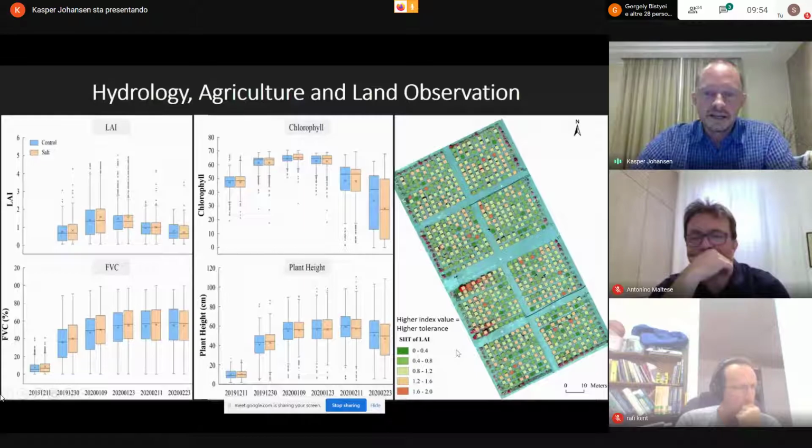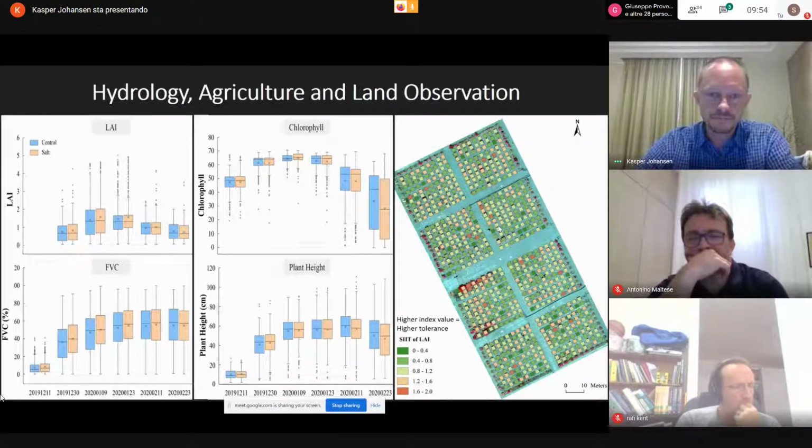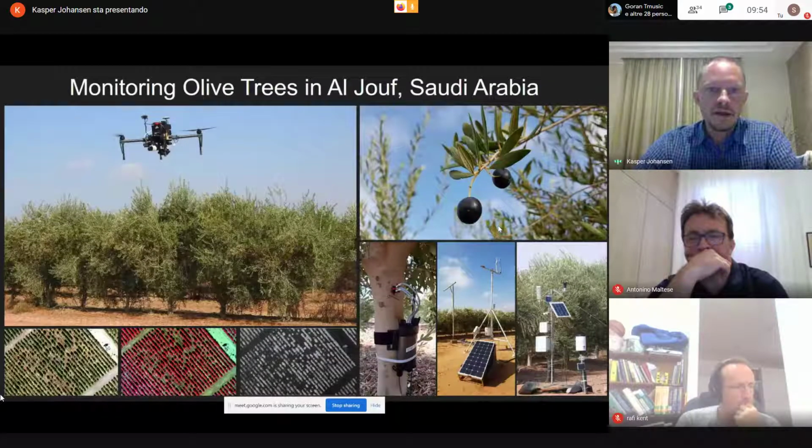So at the moment, we are also developing a number of stress tolerance indices. One you can see here on the right-hand side shows there are in fact variations in the salt tolerance and stress tolerance between the different accessions. Okay, so just the last slide or two here.